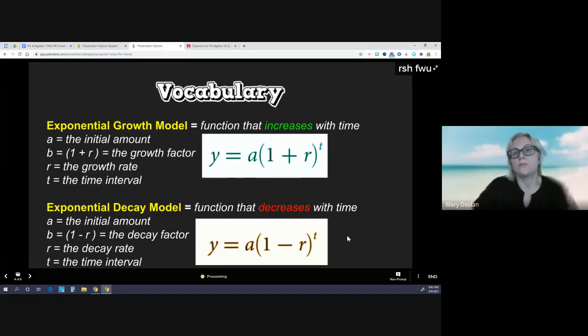And our formula for that is different just by what's the operation inside the parentheses. So now we have a subtraction sign. Okay, y equals a times 1 minus r to the t power. Again, a is the initial amount. B represents 1 minus r, which is the decay factor. R is the decay rate, and t is the time interval. So we're going to be using these in real-life situations to see what would happen over a period of time.